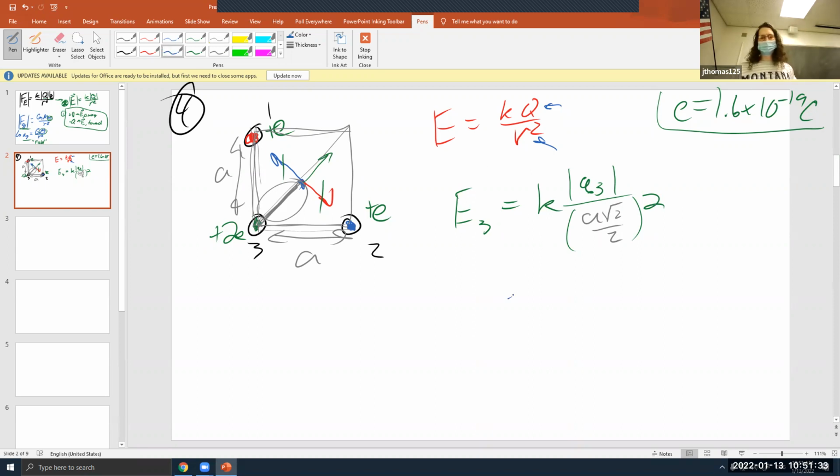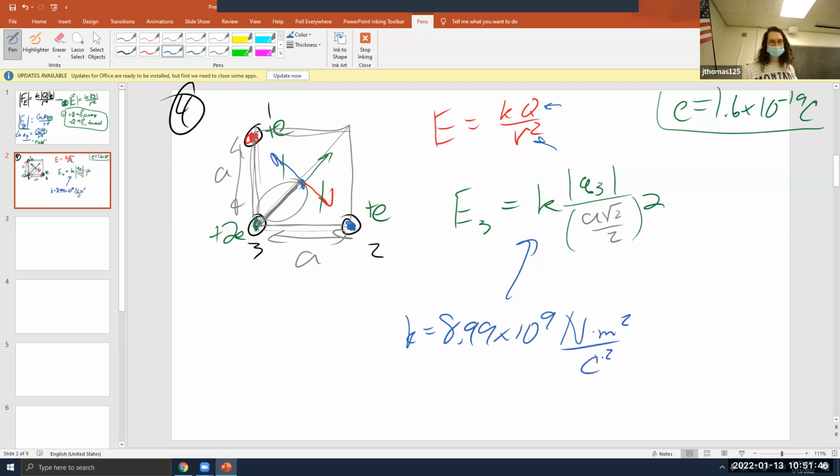One other note that I want to make, just real quick while we're looking at this equation. Last week I defined K as 8.99 times 10 to the 9, and it has units of newtons meters squared per coulomb squared. Those units just exist to get you newtons out when you multiply everything else.